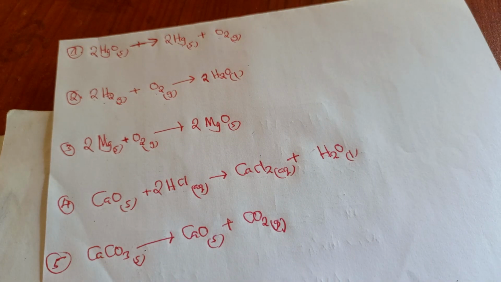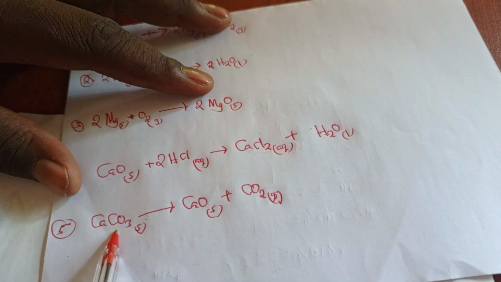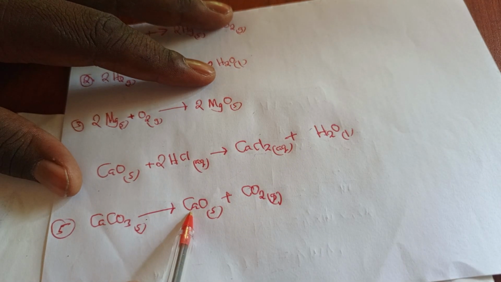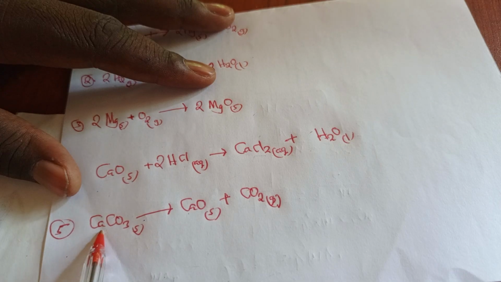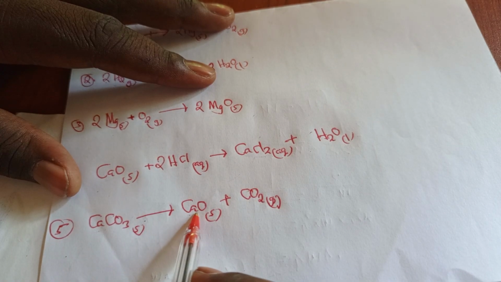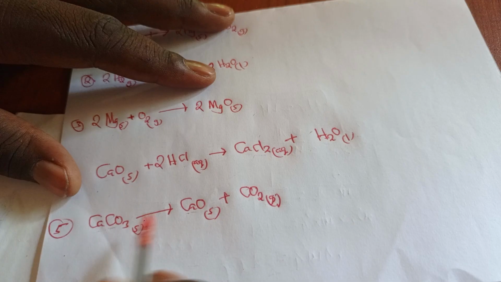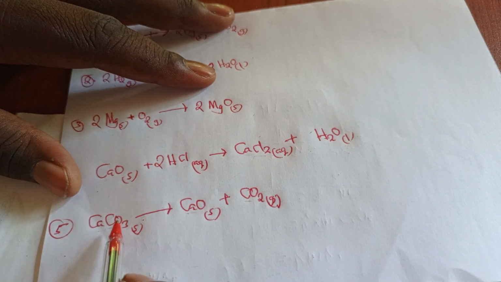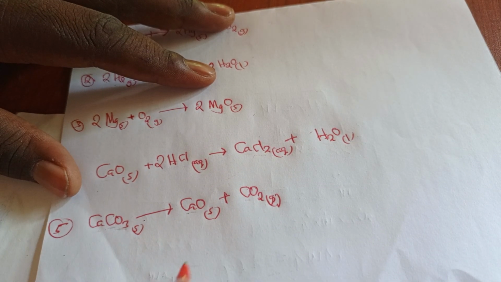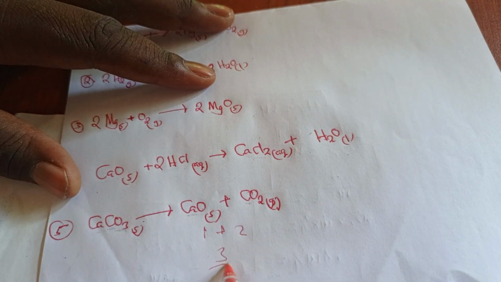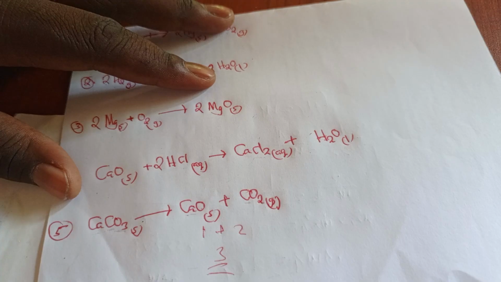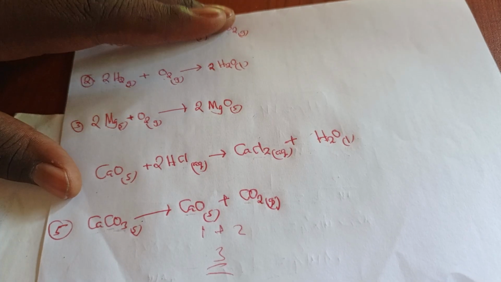Then I go to question 5. I have calcium carbonate, which gives us calcium oxide plus carbon dioxide. So how many calcium are here? 1. Calcium here, 1. Carbon here, 1. Carbon here, 1. Okay. Oxygen here, 3. Oxygen here, this oxygen 1 plus these 2, so it is equal to 3. So even the number of oxygen is balanced. So this is balanced.